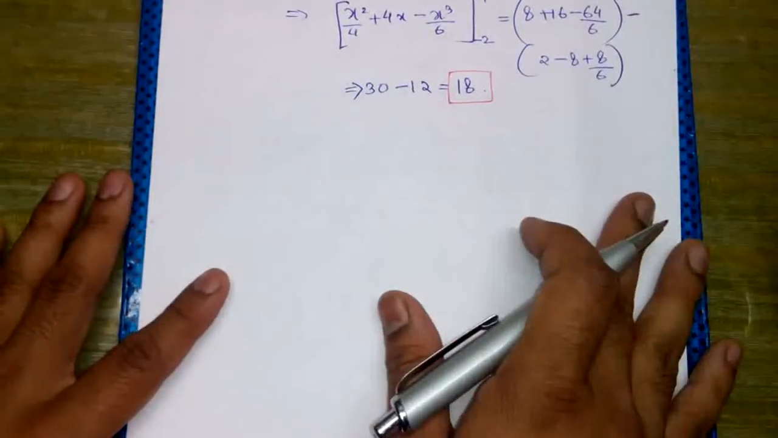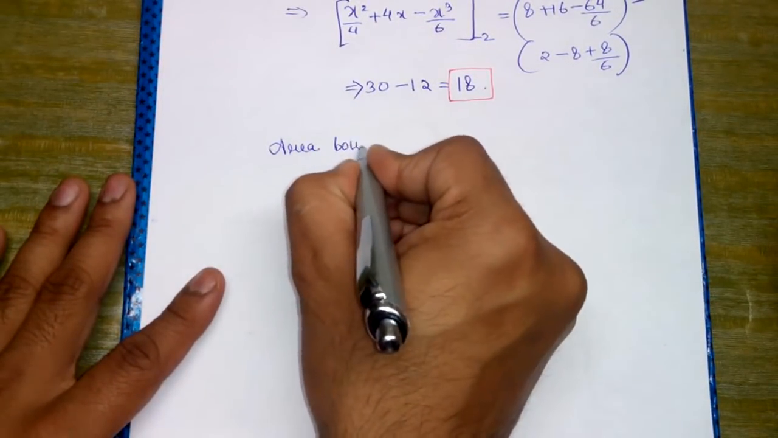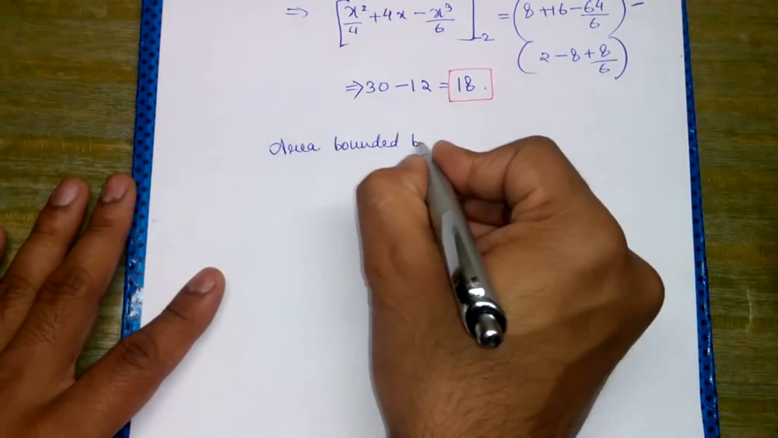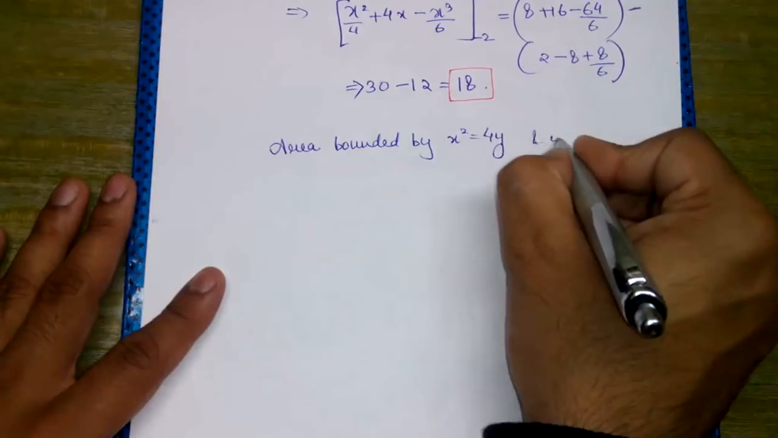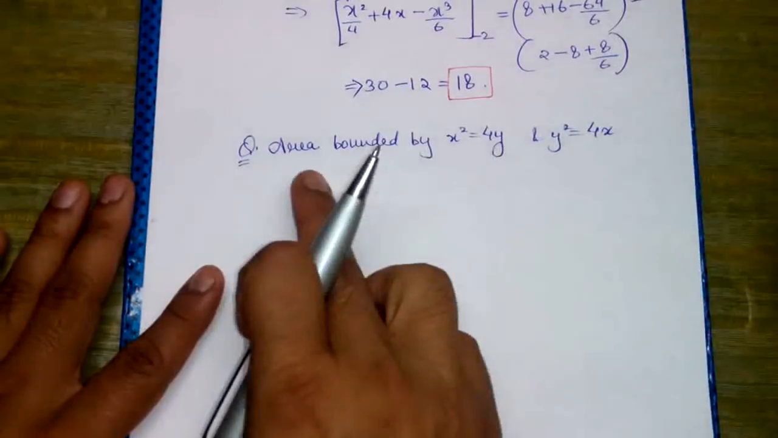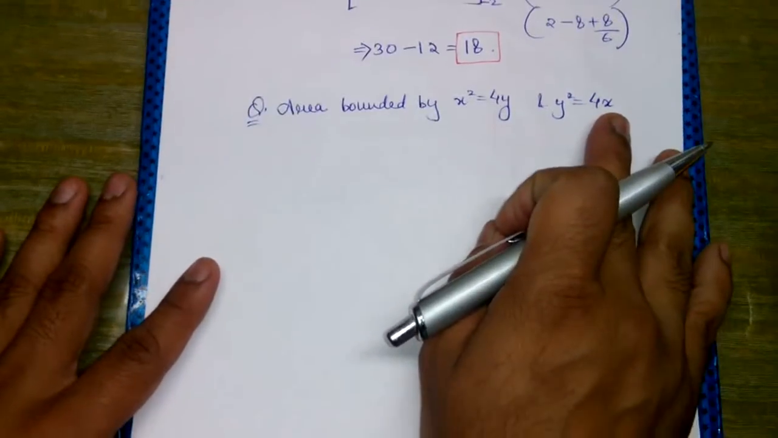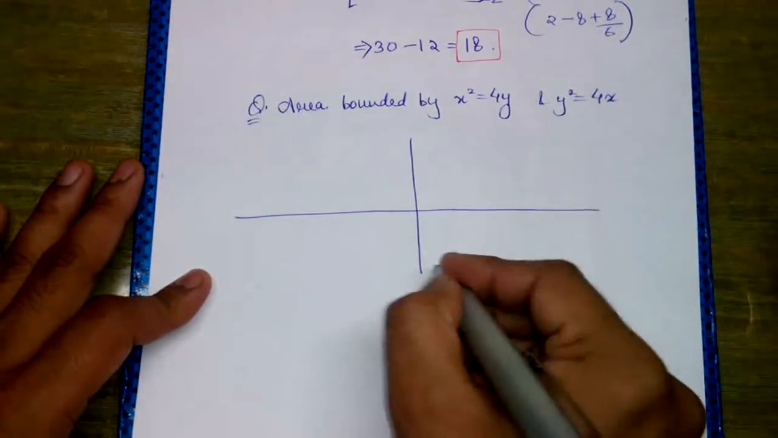Now let us solve one more question. You have to find out the area bounded by x square is equal to 4y and y square is equal to 4x. That is, we have to find out the area which is bounded between these two parabolas. So let us first draw the diagram.